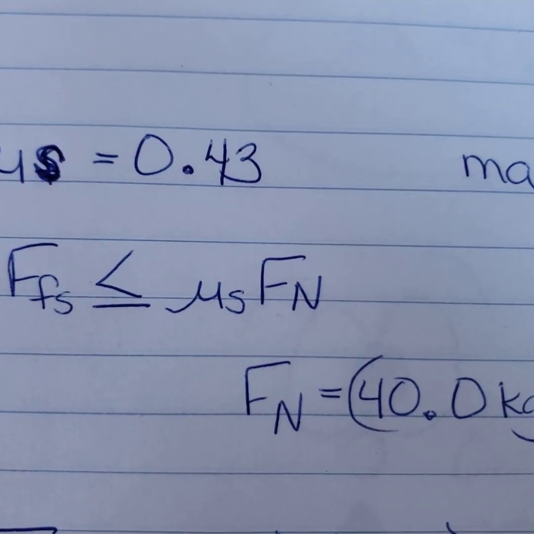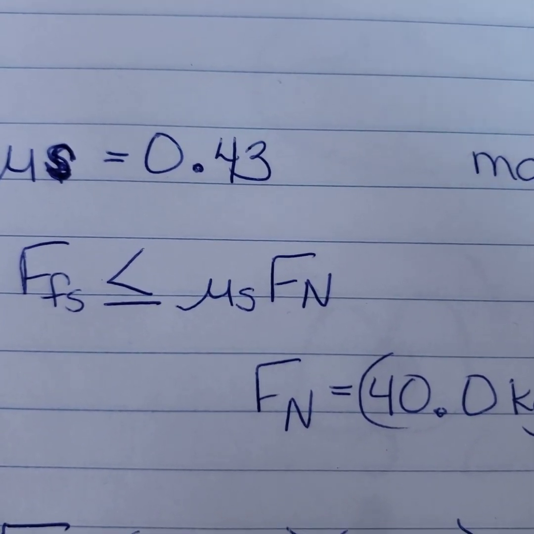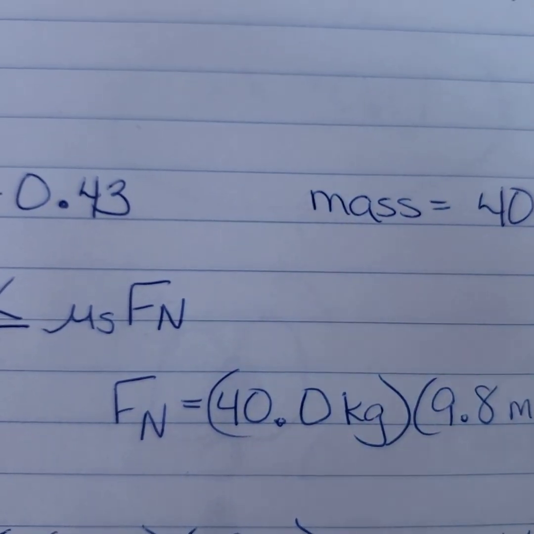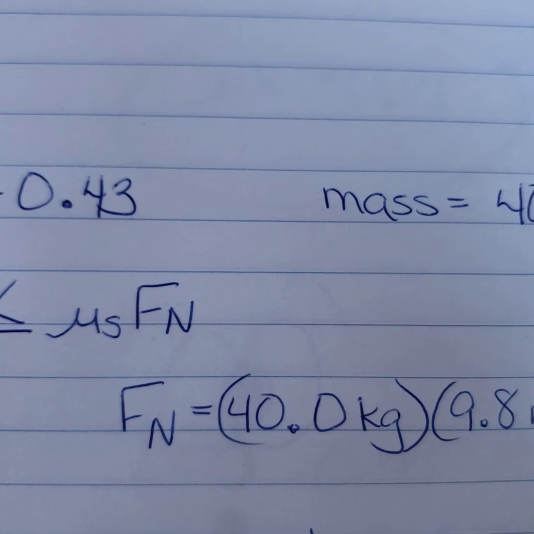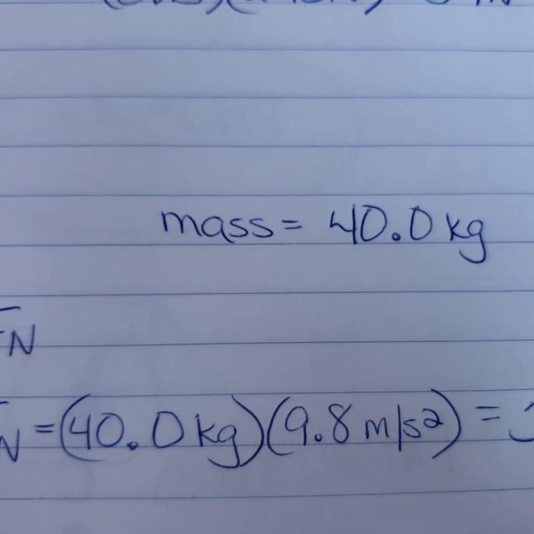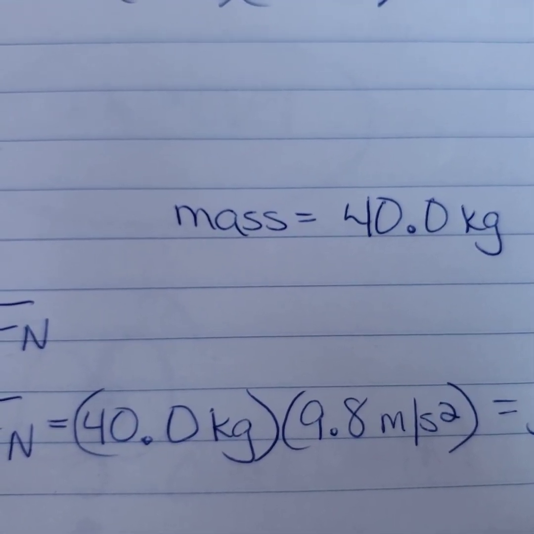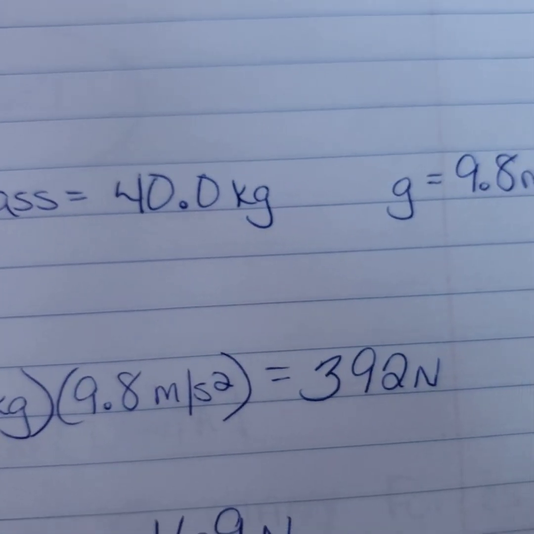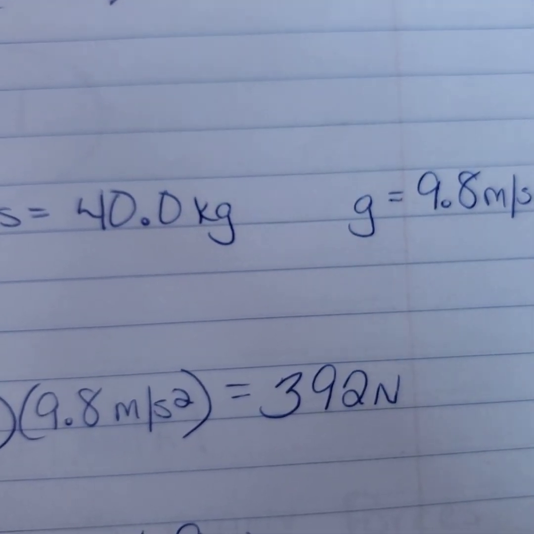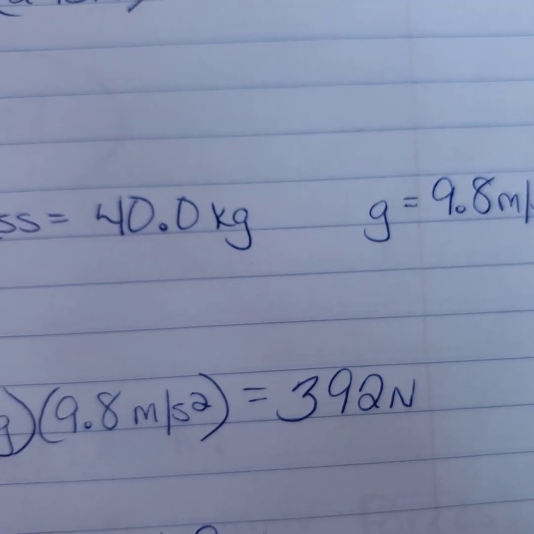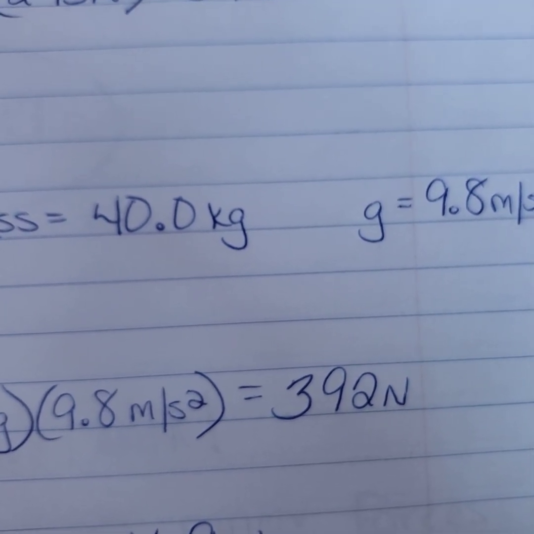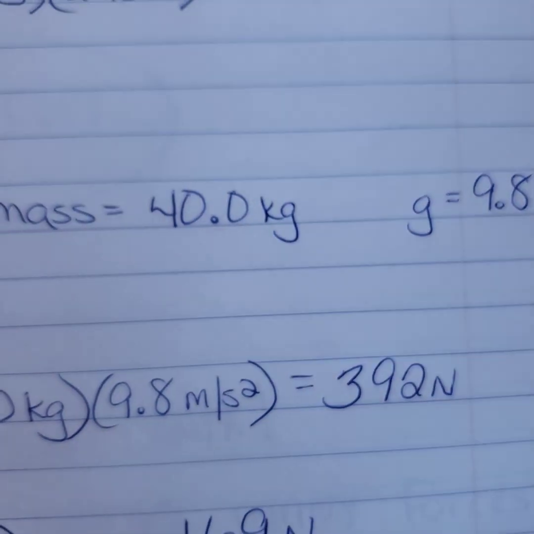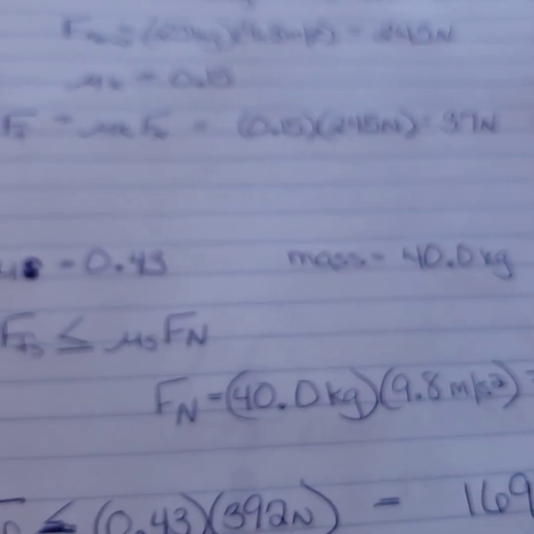So let's solve for weight first, or normal force. You know what I'm talking about. Okay, so we have 40 kilograms times the acceleration of gravity in the positive direction, 9.8 meters per second squared. And that gives us the normal force acting on the picnic table is 392 newtons. All right, so that's part of ours.